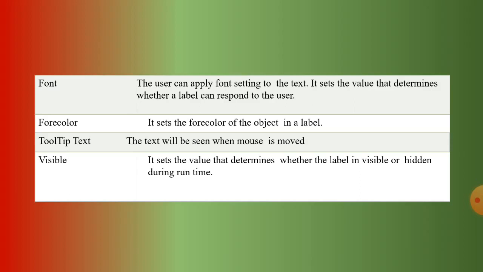Next we have some of the font properties, font color, visible, tool tip text, like that. We have different types of properties for this checkbox. Font is nothing but we can change the font styles, font size, like that. Foreground color: in the previous session we saw the background color, and here we can also change the foreground color. It sets the foreground color of the object. Visible sets the value that determines whether the checkbox is visible or hidden during runtime. If you want to make it hidden during runtime, we can make it invisible.